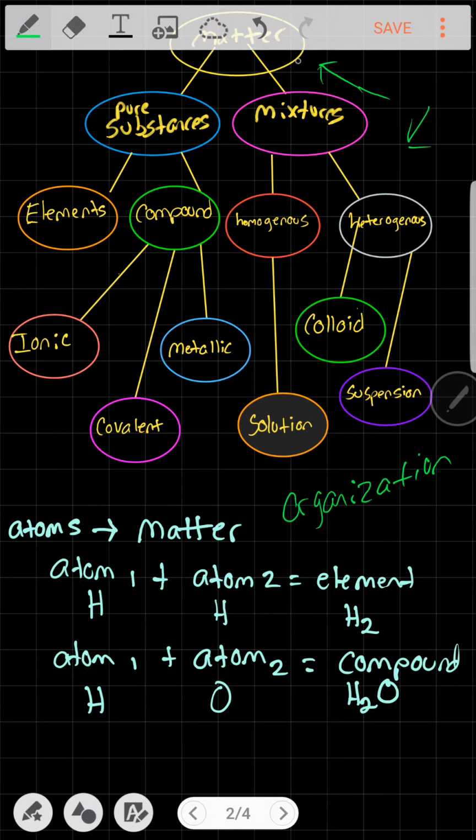So when we get down to it, we have to ask, well, what is matter? Matter is anything that has mass and takes up space. That's the definition that we've known since junior high. Anything that has mass and takes up space. That's what matter is. When you get down to the nitty-gritty of it, though, matter is just a collection of atoms. And how those atoms are arranged determines the type of matter.